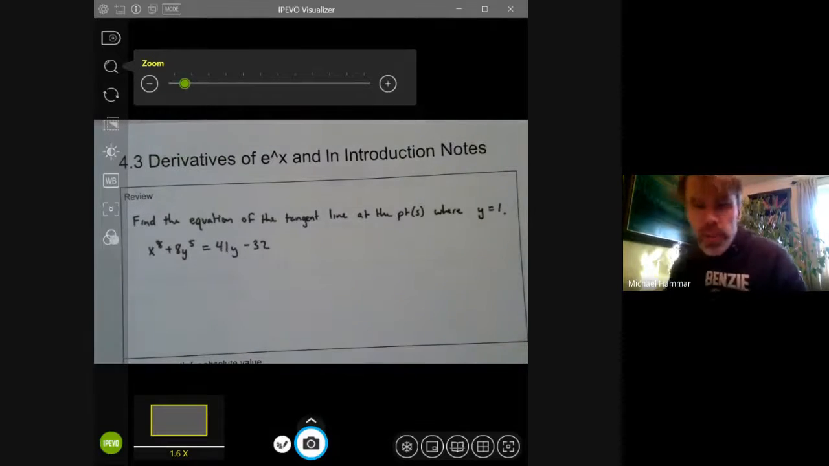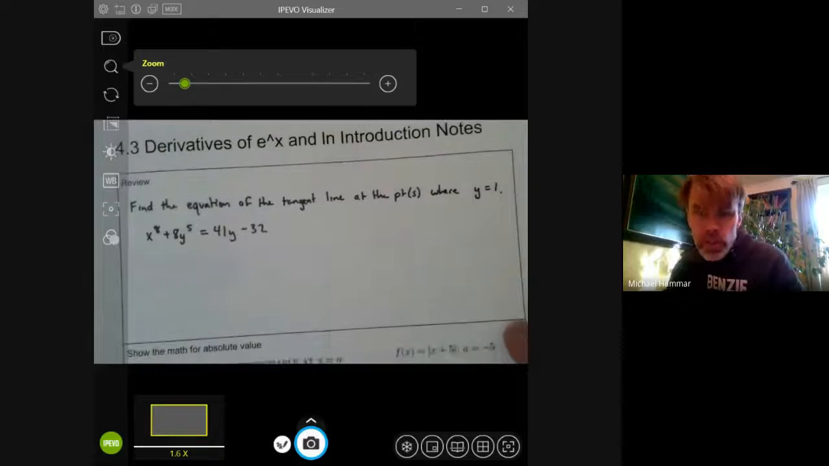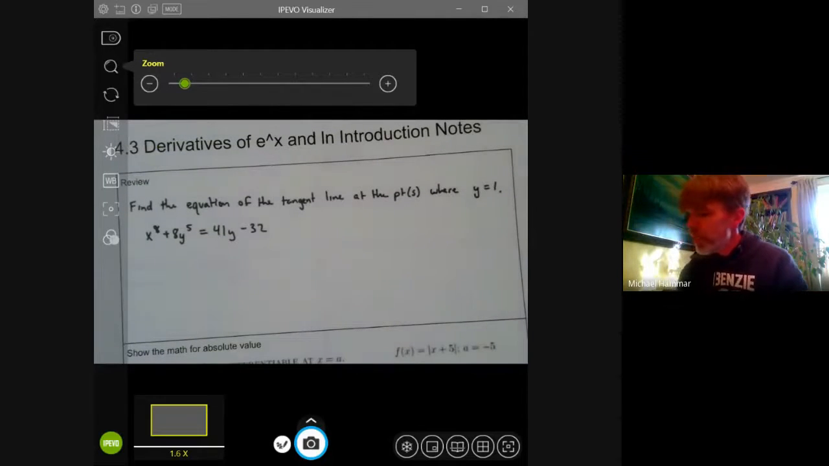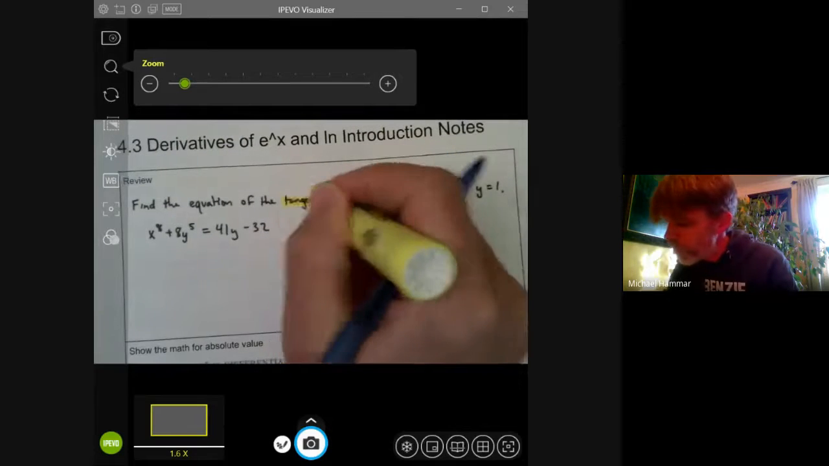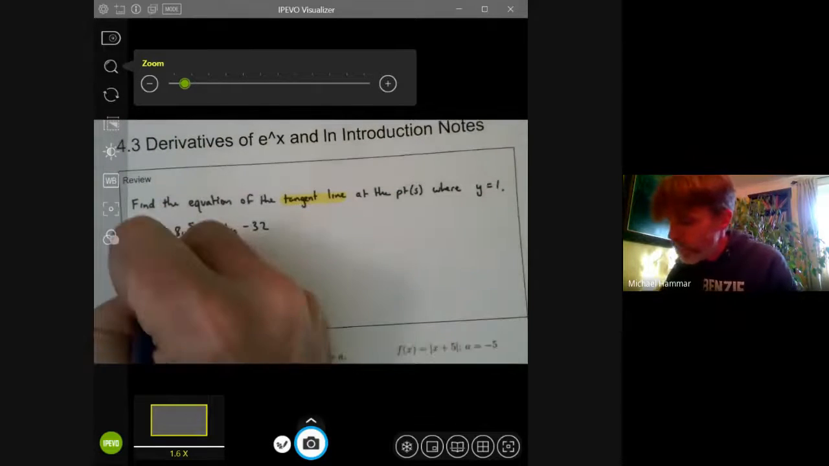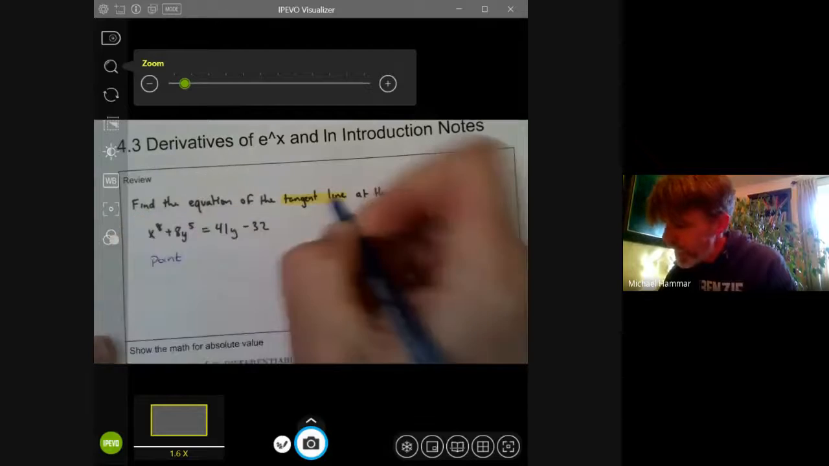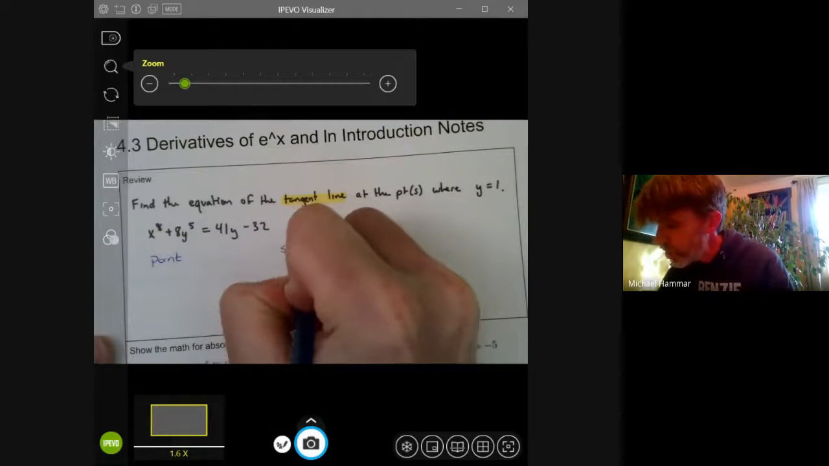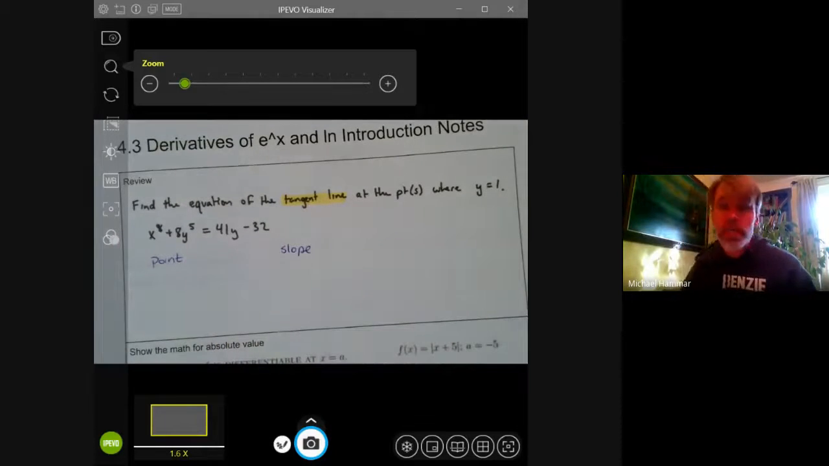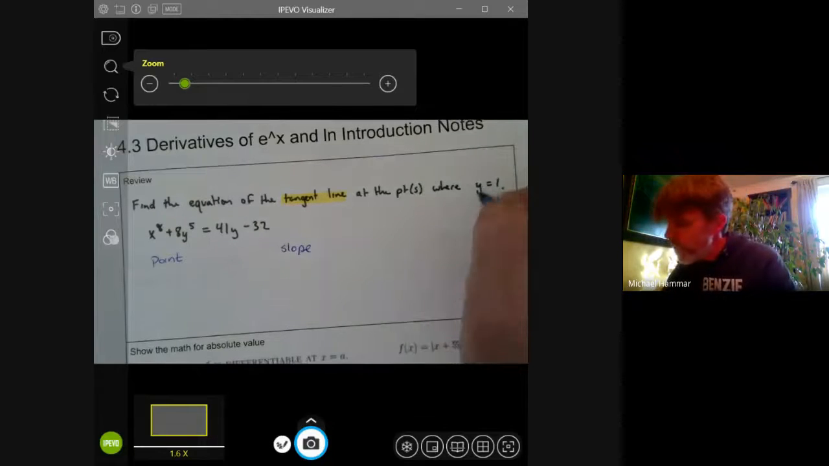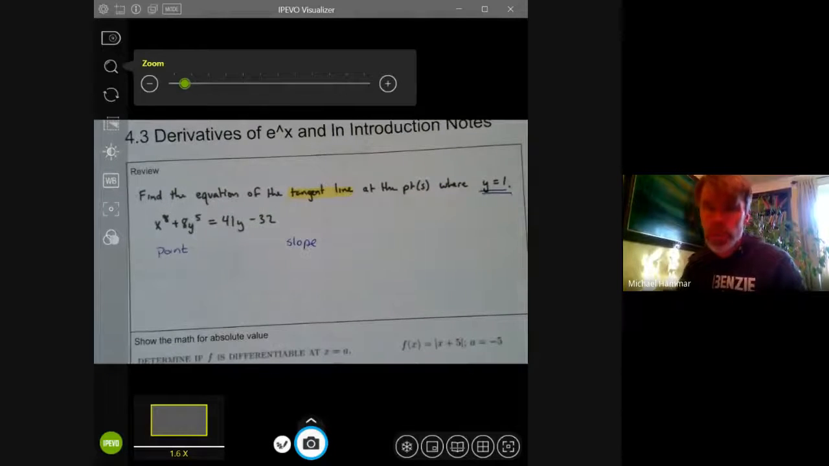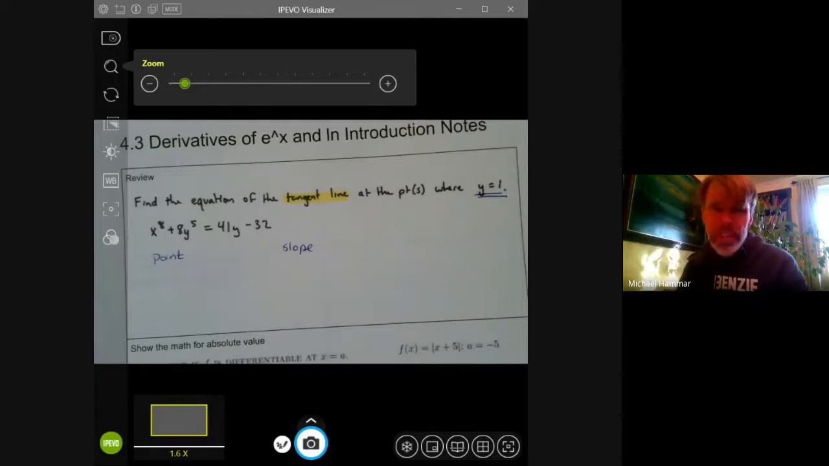Okay, so here's what we're going to do. We're going to work our way through this problem. So let's review a couple of key things. Remember, anytime it asks you for a tangent line, you always need a point, and you always need the slope. Two things every single time, except this time, they tell you where y equals 1. So don't let that fool you, because we just need to figure out what the x is, rather than figuring out what the y is.